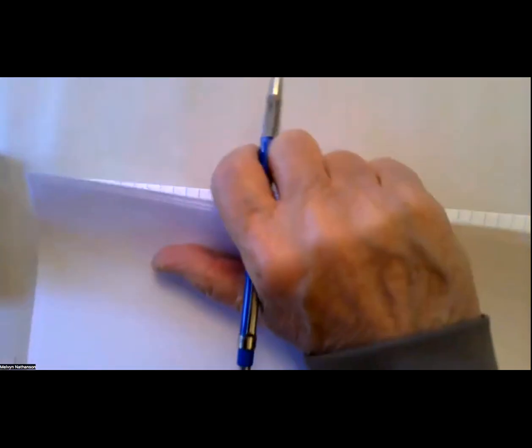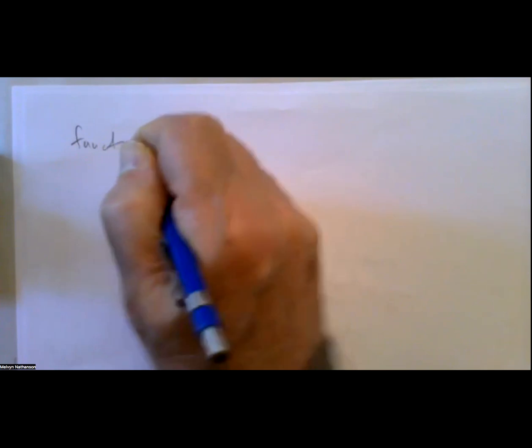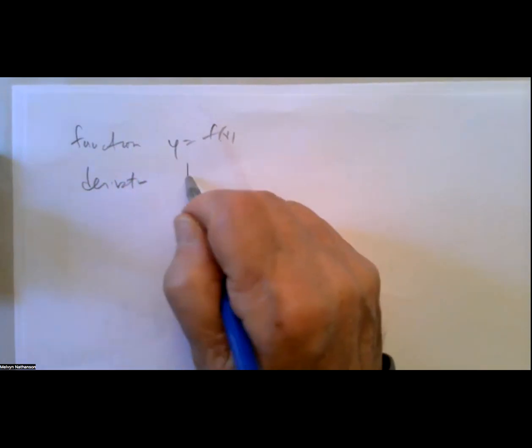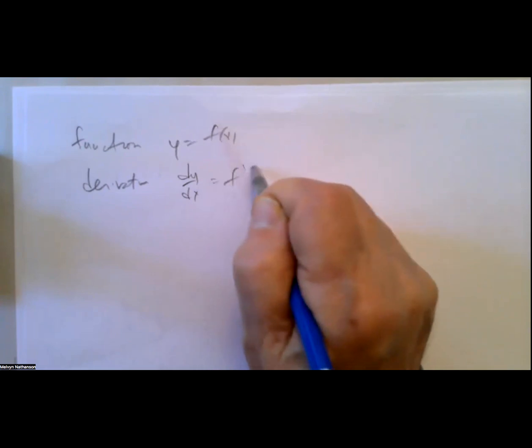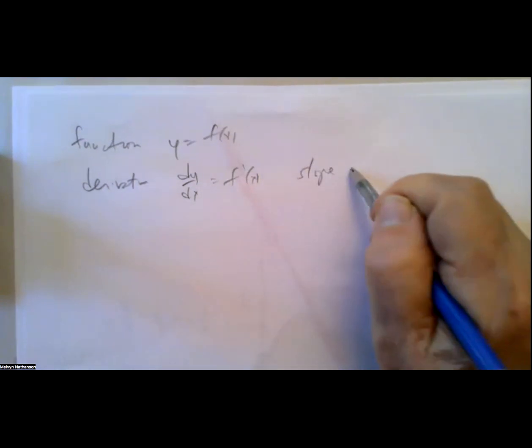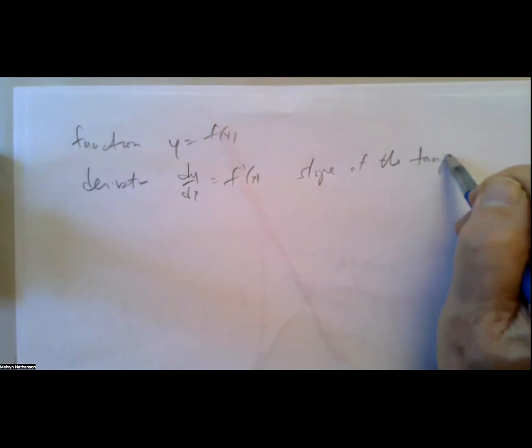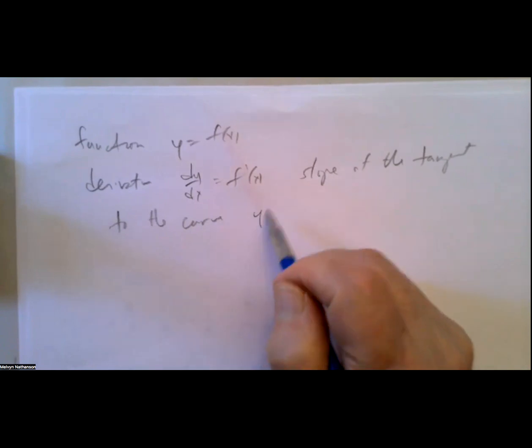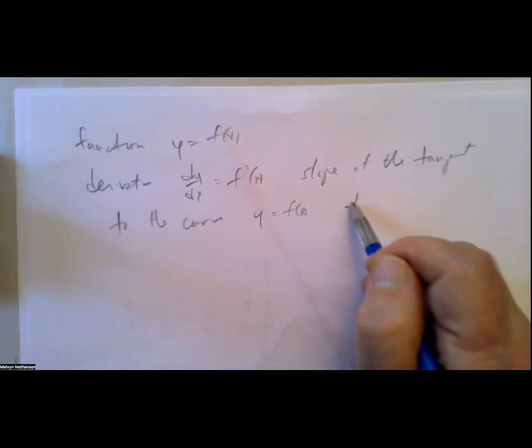I should also make one other observation. So if you have a function, y equals f of x, the derivative, dy dx, or f prime of x, is the slope of the tangent to the curve y equals f of x at the point x.